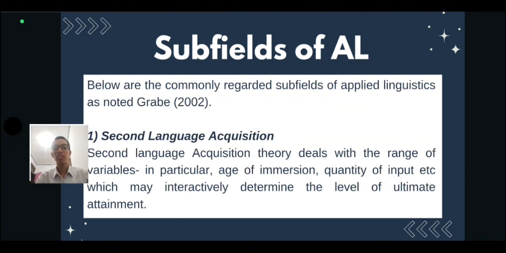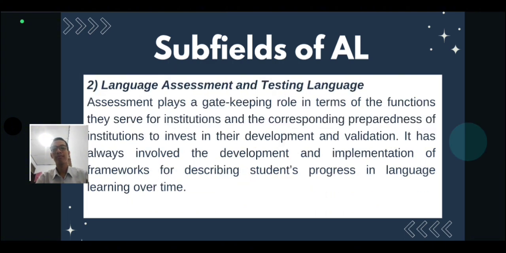Below are the commonly regarded subfields of applied linguistics according to Grabe. One is second language acquisition. Second language acquisition theory deals with the range of variables, in particular age of immersion, quantity of input, and the other, which may interactively determine the level of ultimate attainment. Two, language assessment and testing. Language assessments play a gatekeeping role in terms of the function that they serve for institutions and the corresponding preparedness of institutions to invest in their development and validation. It has always involved the development and implementation of frameworks for describing students' progress in language learning over time.